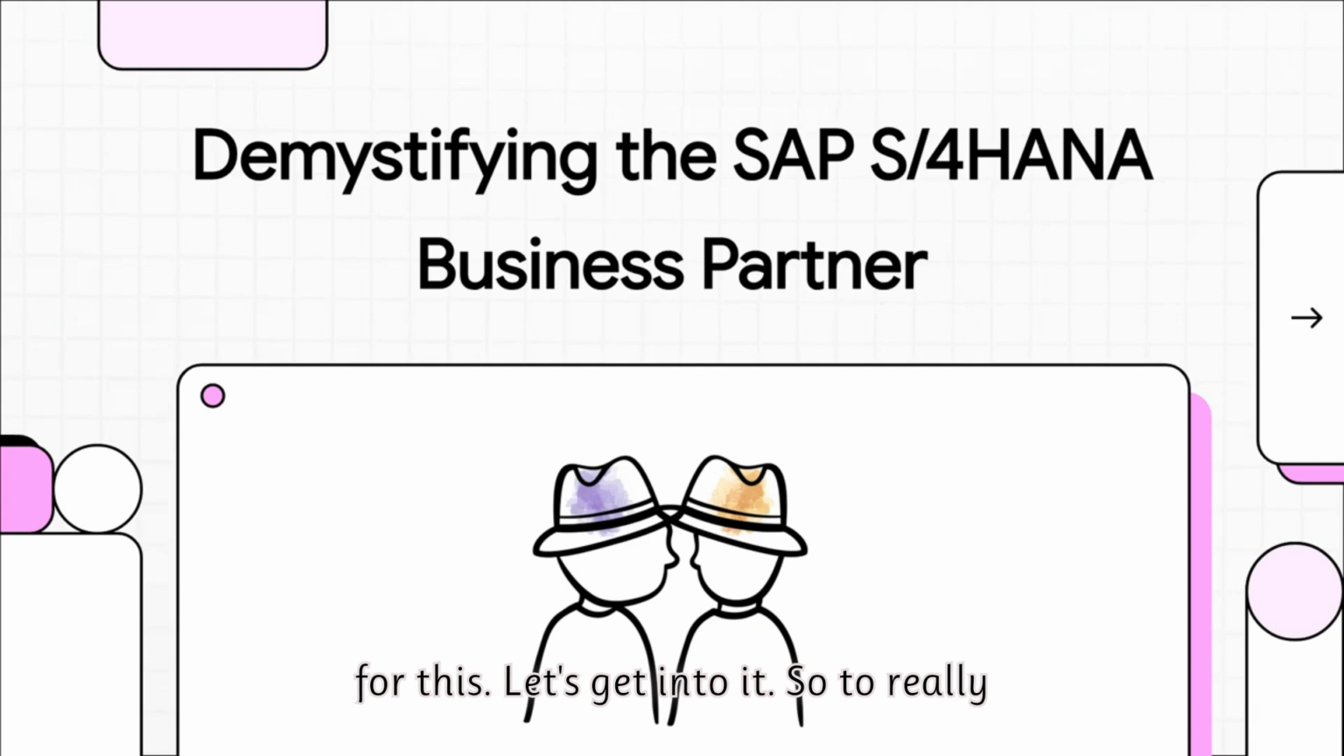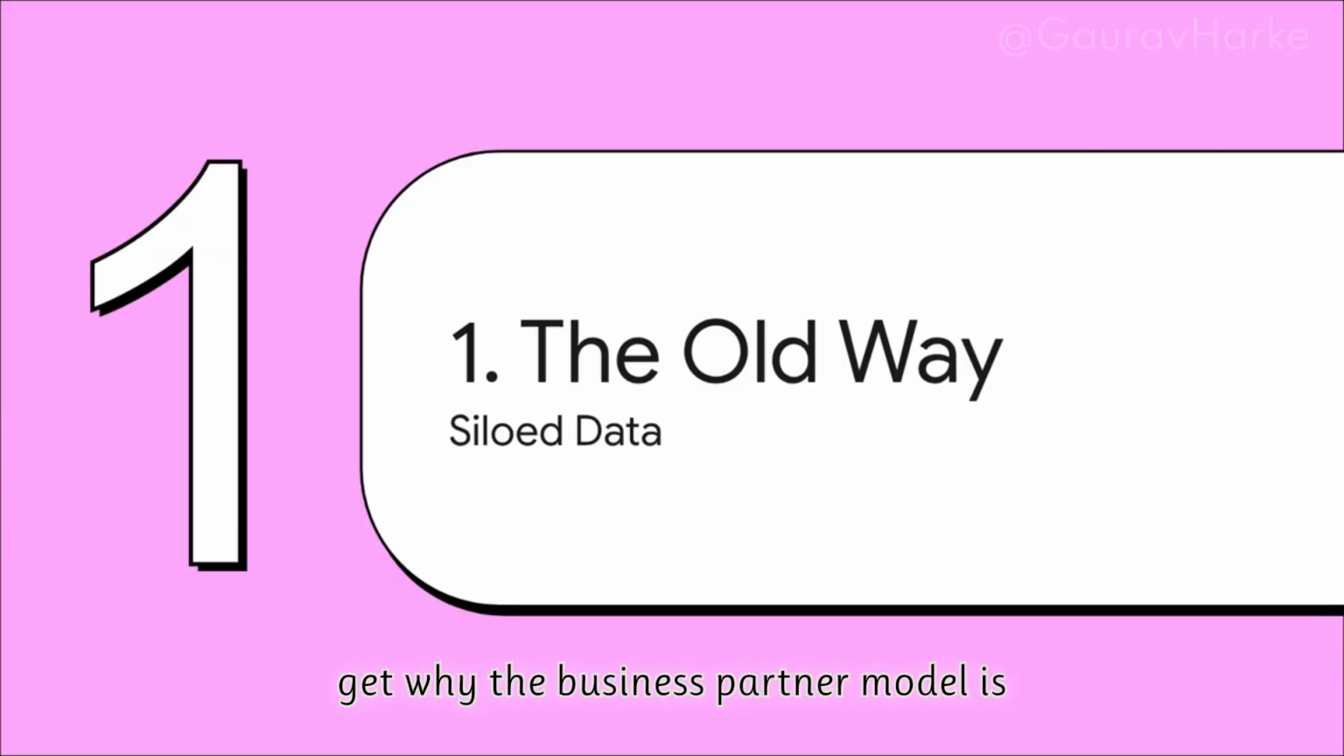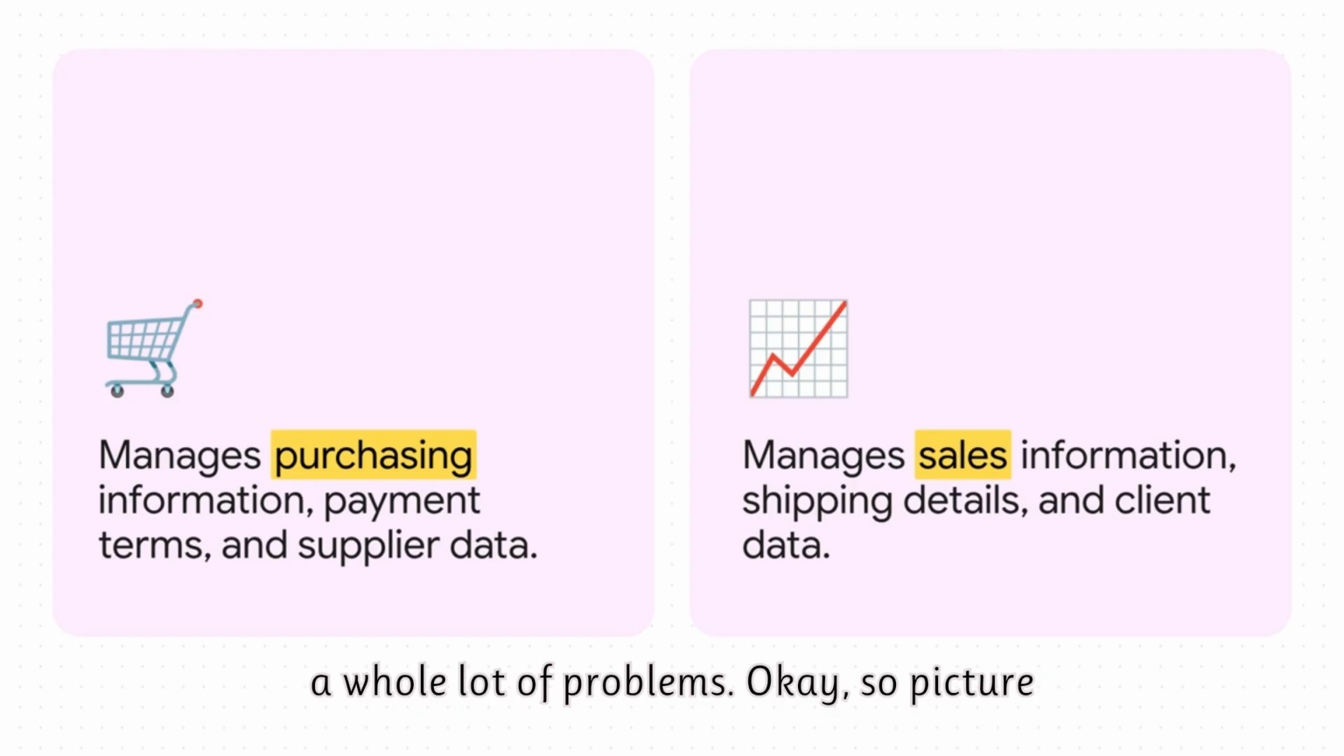Let's get into it. So to really get why the business partner model is such a game changer, we've got to take a quick trip back in time. Let's look at the old way of doing things in SAP. The entire problem really boiled down to one thing. Data was totally siloed. It was kept in these separate, isolated buckets, and you can probably guess that created a whole lot of problems.